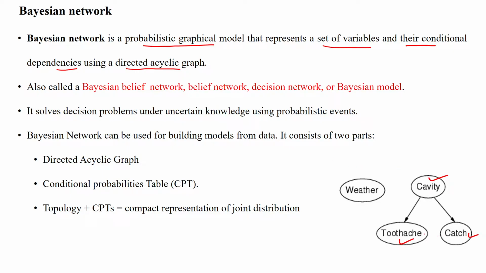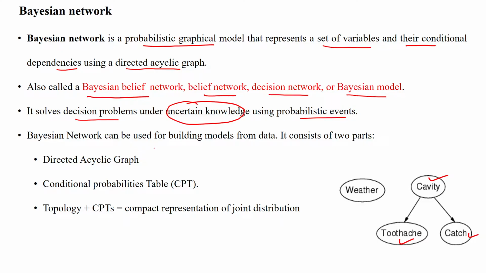Here all are the variables. Three variables are available in the given data set, and all three variables are denoted in the form of a directed acyclic graph. It can also represent the direct conditional dependencies, which is also called Bayesian belief network or decision network or Bayesian model. It solves decision problems under uncertain knowledge using probabilistic events.